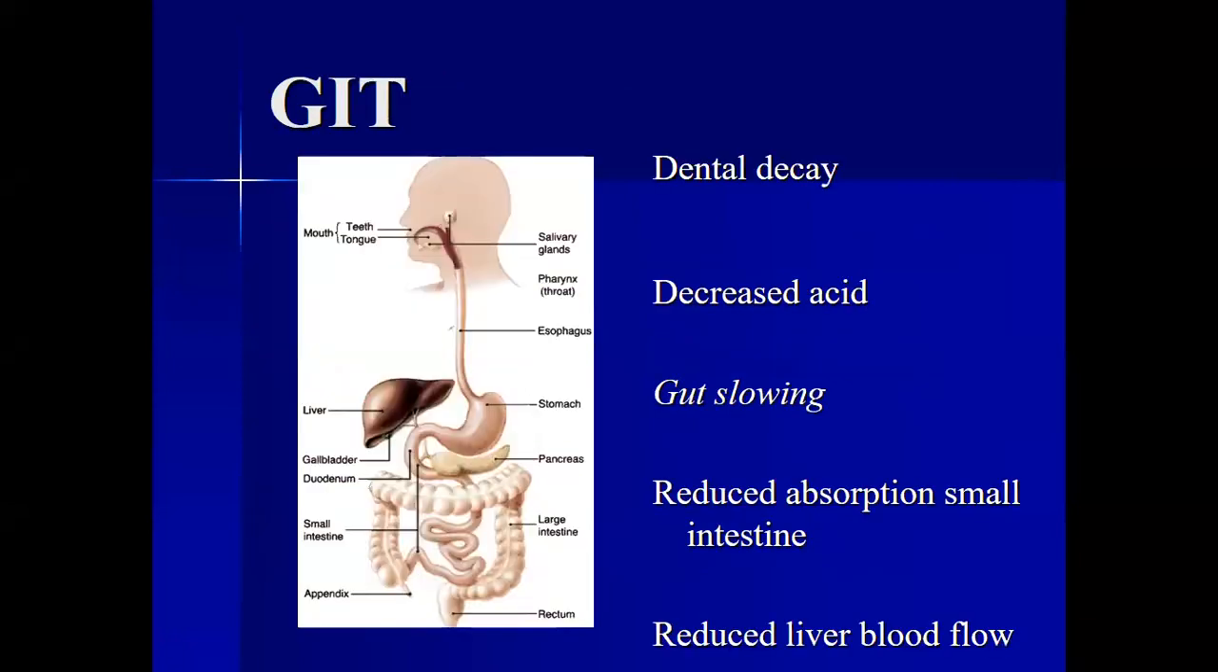If you see GI, they have delayed dental decay and decreased acid production, gut slowing. So the patient may have some GERD problems, reduced absorption of the small intestine, and reduced liver blood flow. So the GI system, if you observe here, is getting sluggish. So you need to be very careful while you are developing a diet plan, or while you are giving some medications which have effects on GI. So they will have an exaggerated response.